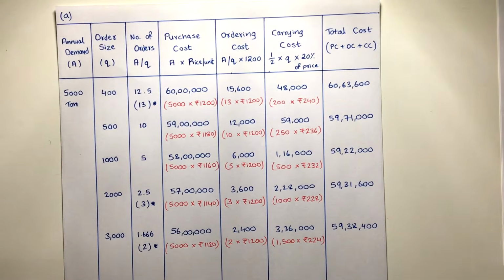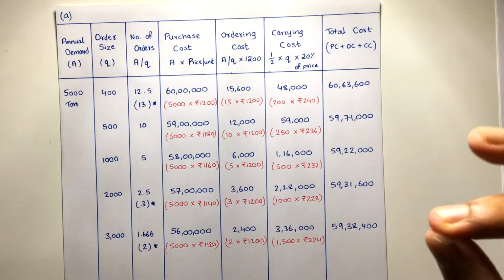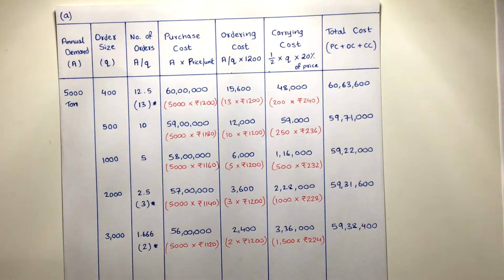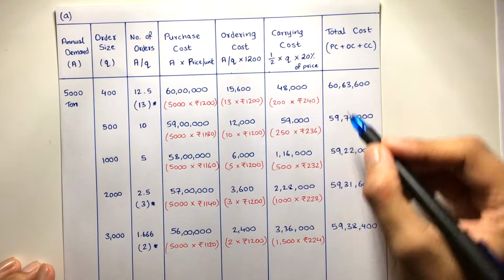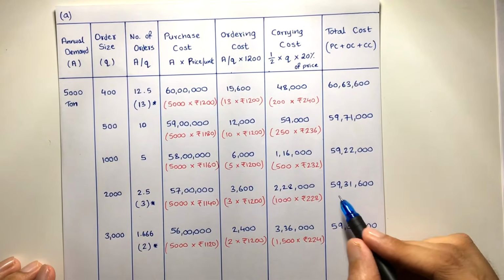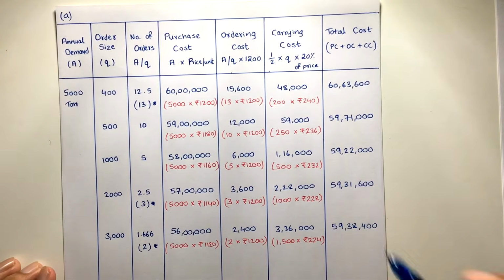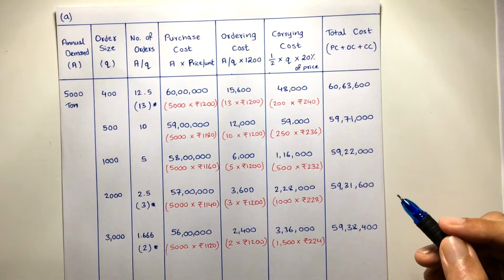So which is the lowest one? What is our technique? We have to select the lowest total cost. That would be the most economical purchase level. So first we have 60 lakhs, 5971, 5922, 5931, 5938. So which is the lowest? 59 lakhs 22,000, isn't it?